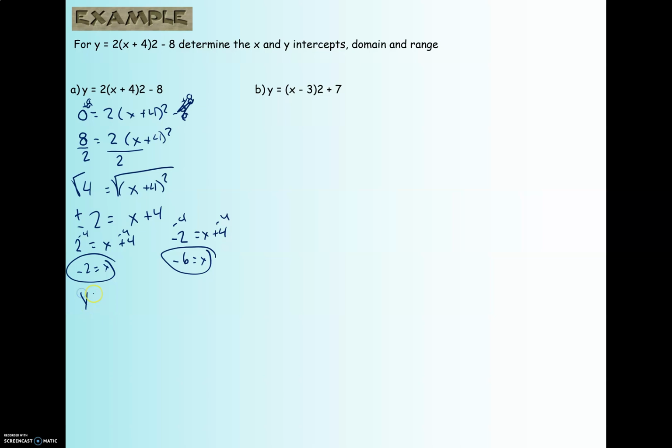The y-intercept is much easier to solve for. We set x to equal 0. Okay, here I'm just skipping steps. 4 squared is 16. And we get that our y value is 24.